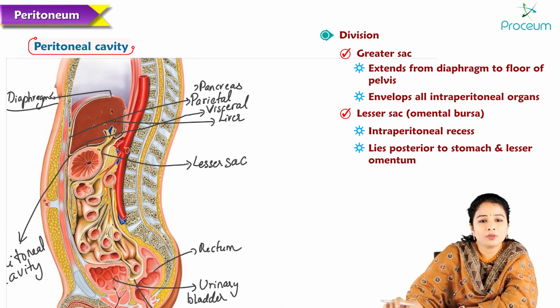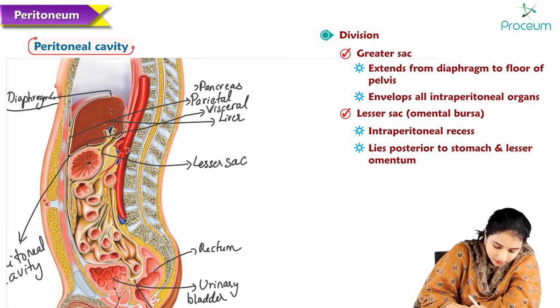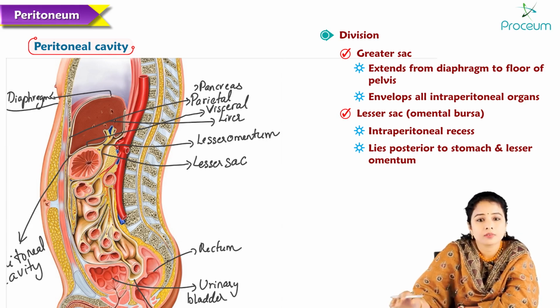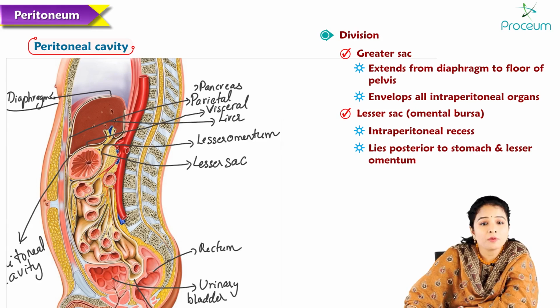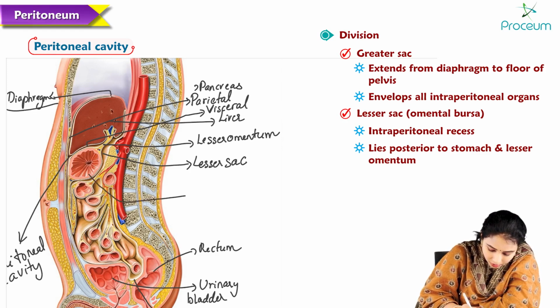So let's see the boundaries of lesser sac. Anteriorly it is bounded by the lesser omentum. So here is the lesser omentum, which connects the stomach to the liver. And it is formed by gastrohepatic and hepatoduodenal ligaments, which are the parts of lesser omentum. And anteriorly it is also bounded by the posterior wall of the stomach. So this is the stomach, posterior wall of stomach.